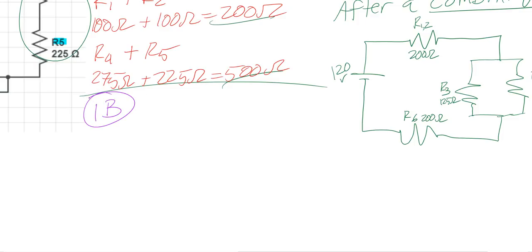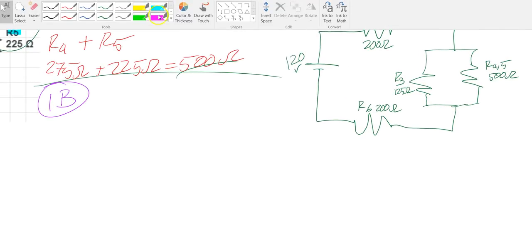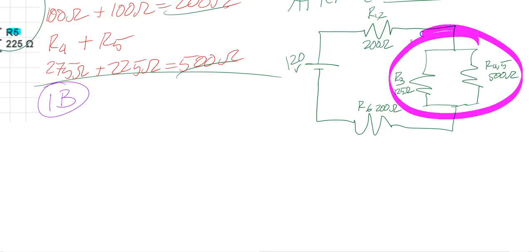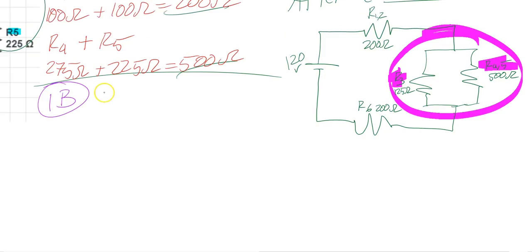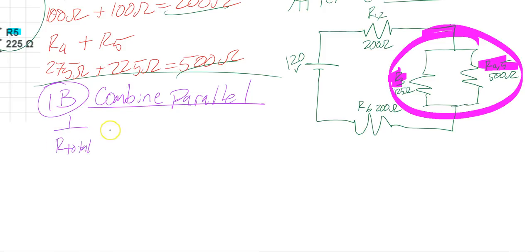Call this 1B. So the only ones that I have in parallel with each other are these ones. I'm going to combine R3 and R4 and 5 together using that cool looking equation. Combine parallel. I'm going to use this equation. I'm going to do 1 over R3 plus 1 over what I just decided to call R4, 5.